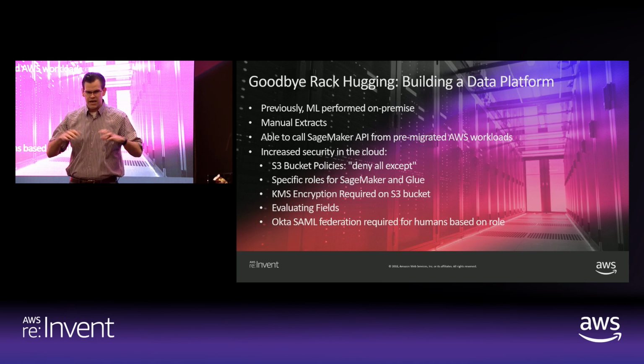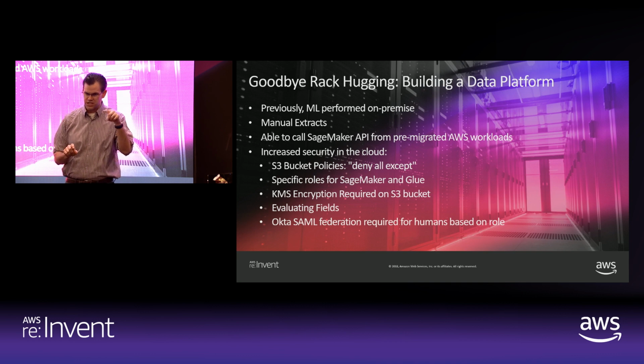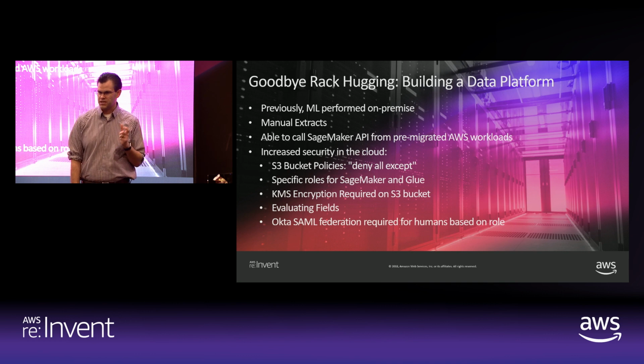The next part is around KMS and encryption. Encryption is really important. By default, S3 has a default encryption through SSE-KMS. You can just check a box and it's on. However, the default encryption provided by AWS was not sufficient for us. We wanted more fine-grained control over who was allowed to encrypt and decrypt data.